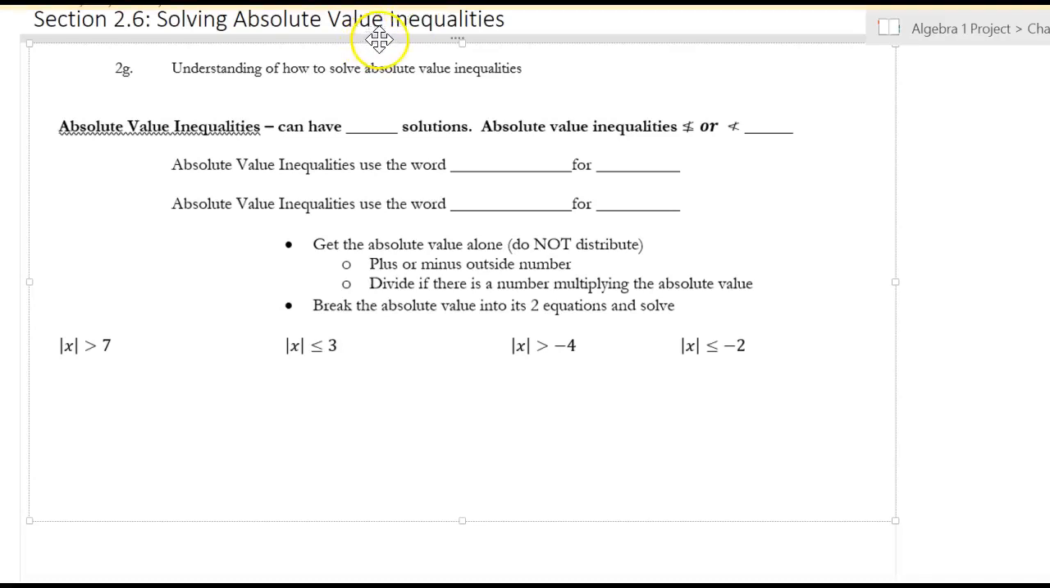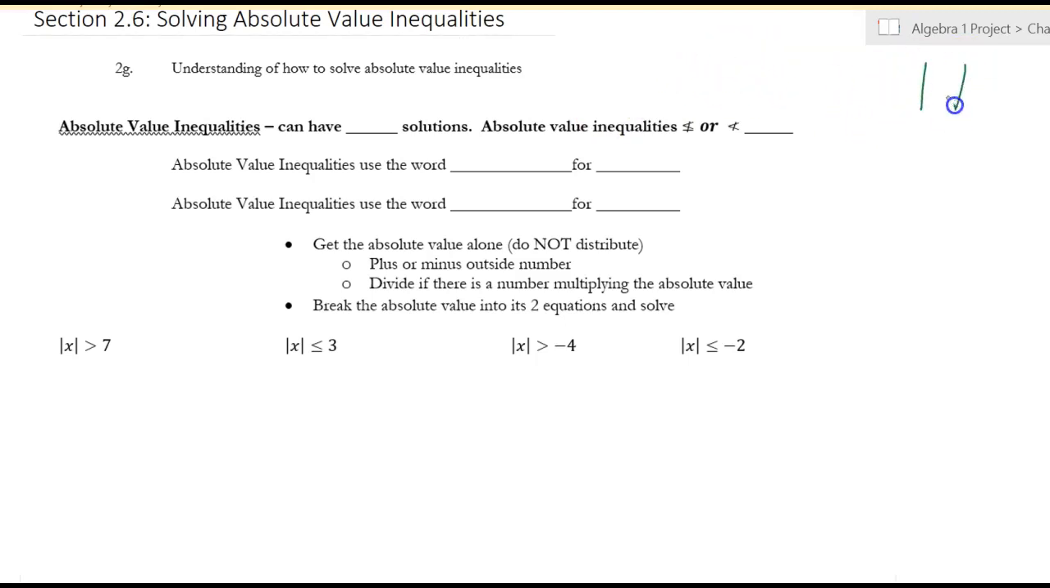So what we're working with today is solving absolute value inequalities. Remember that with absolute value equations, if I had something like the absolute value of x is 5, we have positive 5, and then the other one is negative 5. So it's the same idea as what we're going to have, okay? But we need to remember that there's always two answers.